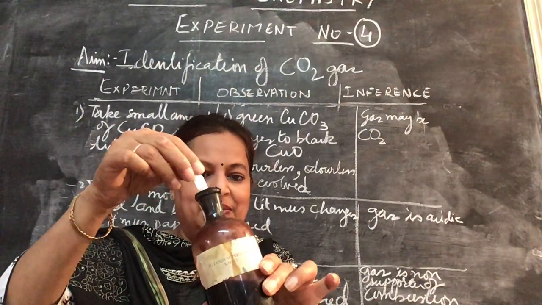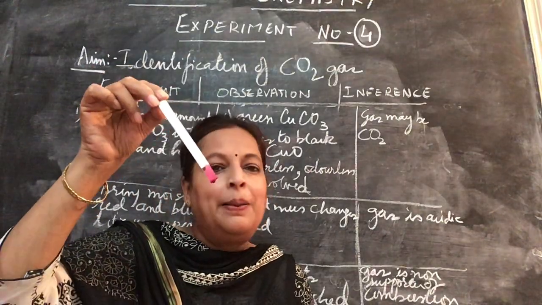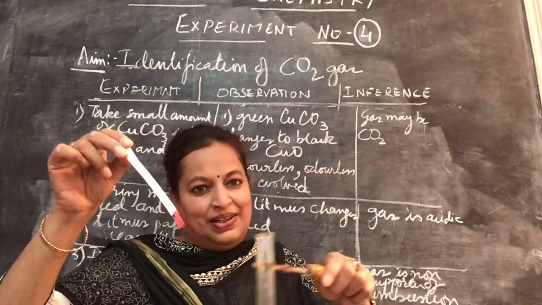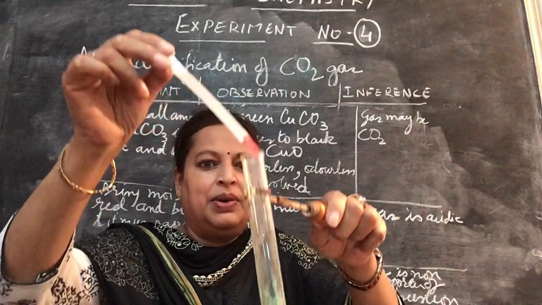So as I said, these papers are not special. It is magenta. What is the color? Pink. In chemistry, it has a lot to do with colors and color changes. That becomes your observation. So bring it near the mouth of the test tube.